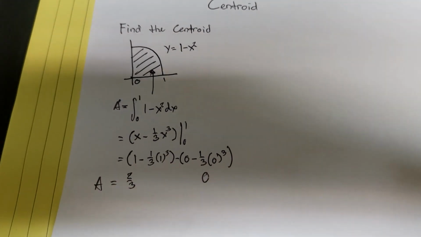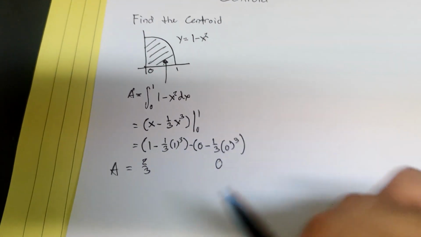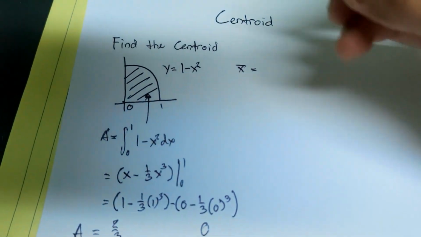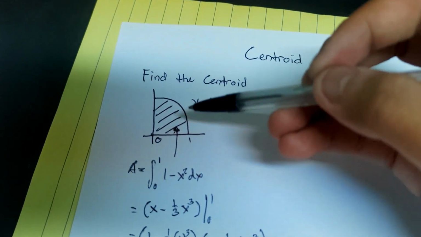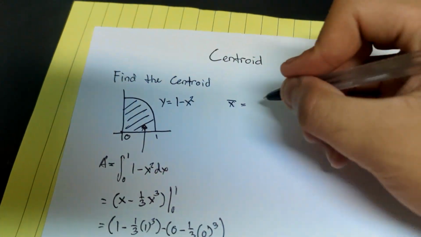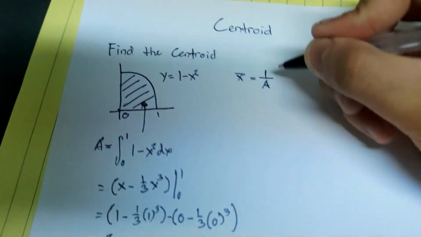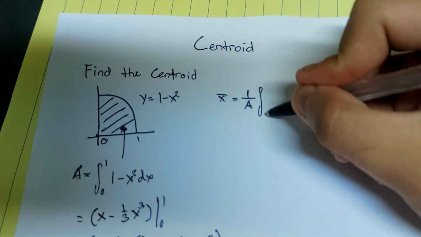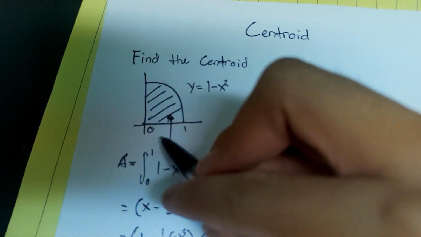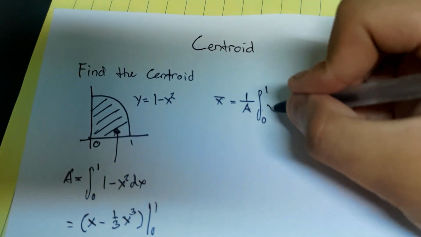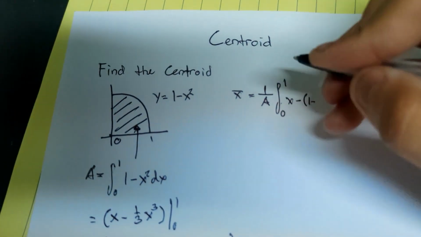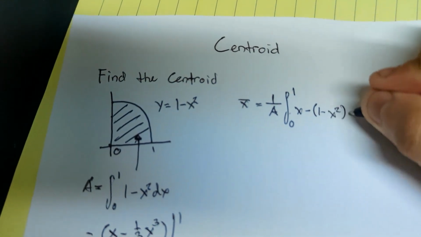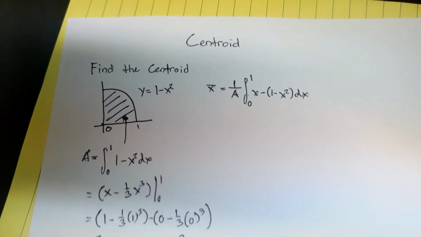So when finding the centroid, don't forget your area here. Okay, so x coordinate. So what is our x coordinate? I'm going to find the x coordinate of the centroid. This is equal to 1 over our area, which is this one, the integral with limits of 0 to 1 of x times y, here 1 minus x squared, dx.